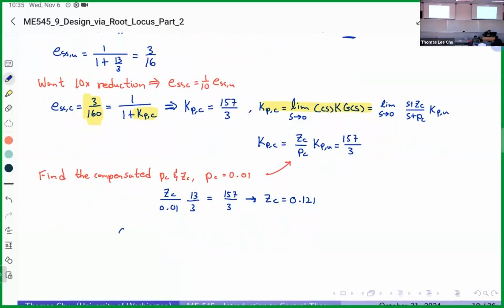So our compensated open loop transfer function, C of S times G of S, is going to be equal to 13 times S plus 0.121 divided by S plus 0.01, multiplied by our original system, which is 1 over S plus 1 times S plus 3. Any questions?